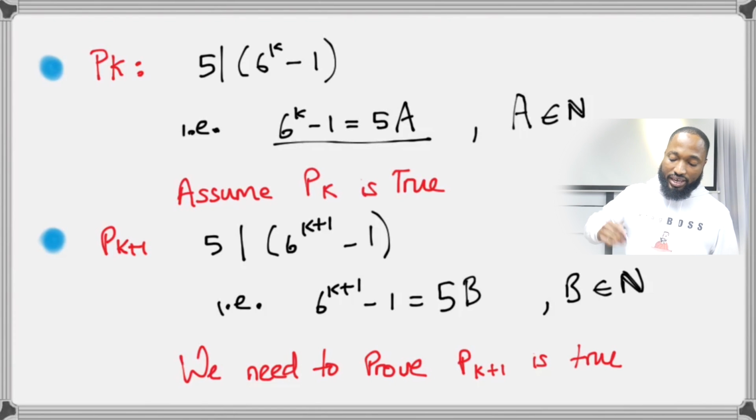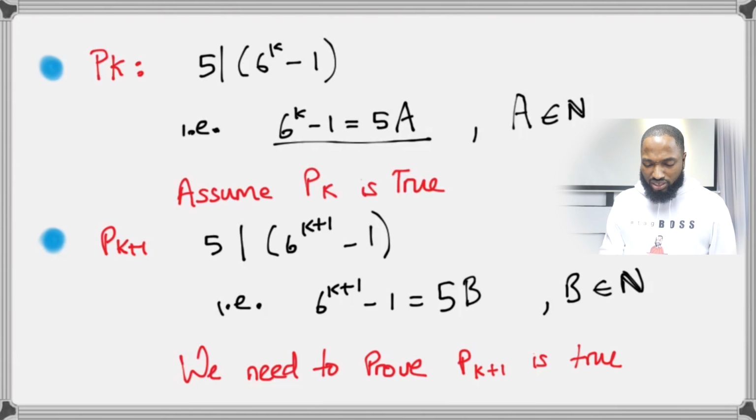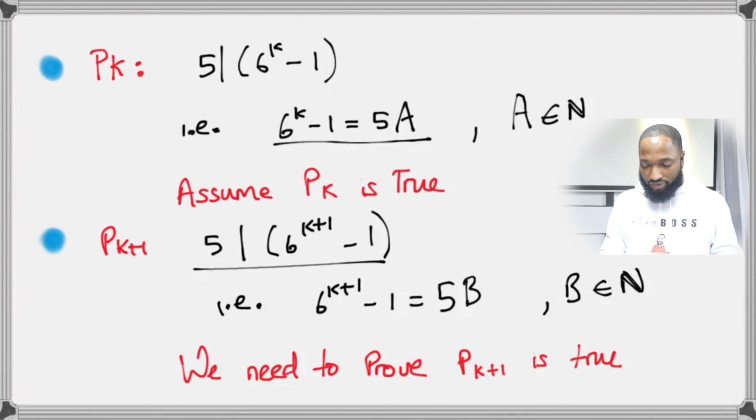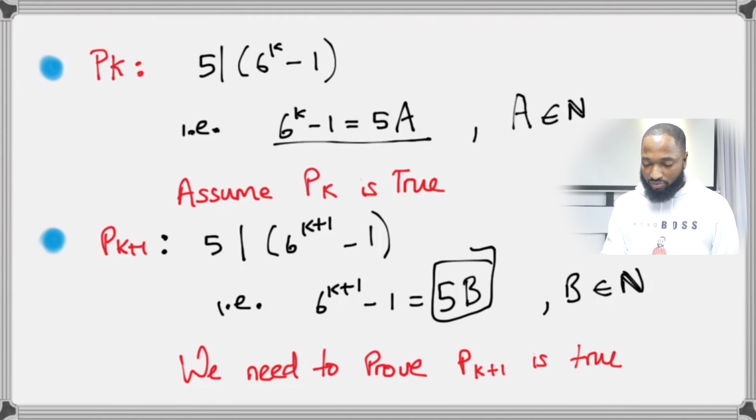We need to prove pk plus 1 is true. Take some time and just watch over the statement. Maybe you need to write it over just to get familiar with the algebra involved. We just basically replace the n with k plus 1 here. I could put a colon there to neaten that up. We replace the n with k there. And we are assuming that this one is 5b, this one is 5a.